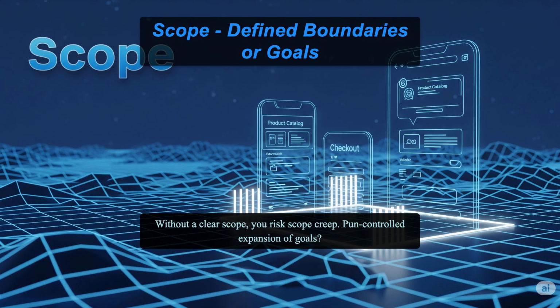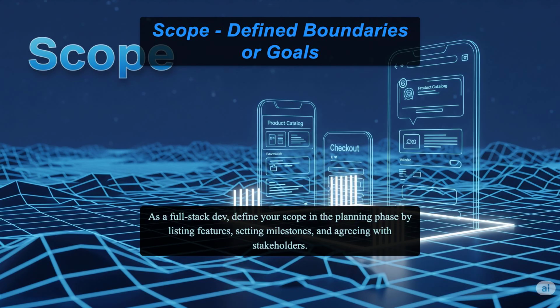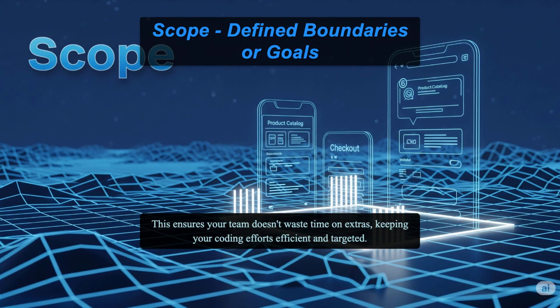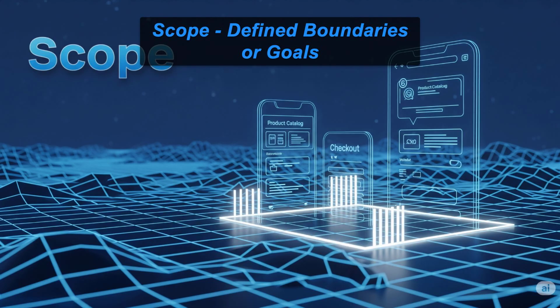Without a clear scope, you risk scope creep, the uncontrolled expansion of goals. As a full-stack dev, define your scope in the planning phase by listing features, setting milestones, and agreeing with stakeholders. This ensures your team doesn't waste time on extras, keeping your coding efforts efficient and targeted.